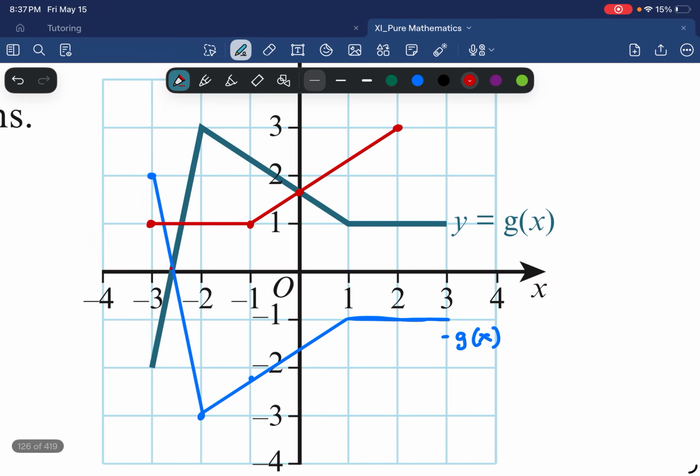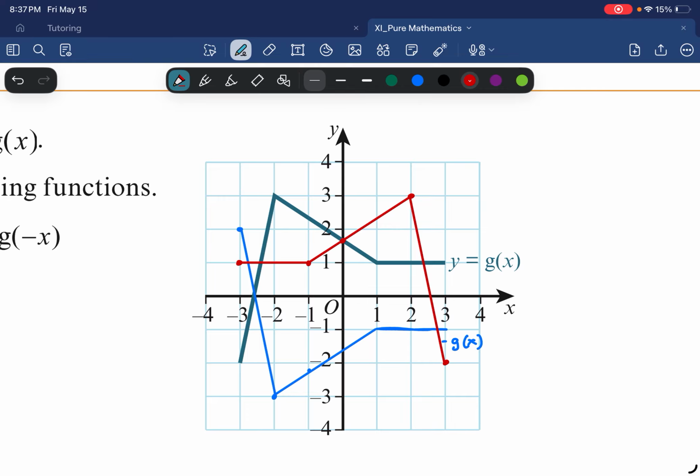And then I need to reflect this part over as well. So at negative 3, if I had minus 2, then I'm going to have minus 2 at positive 3. And now I need to draw this straight line. All right, so something like this. So this is g of minus x. So it just reflected the given graph over the y-axis. All right.